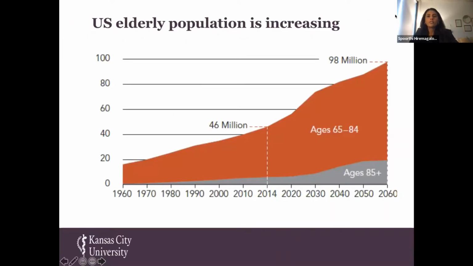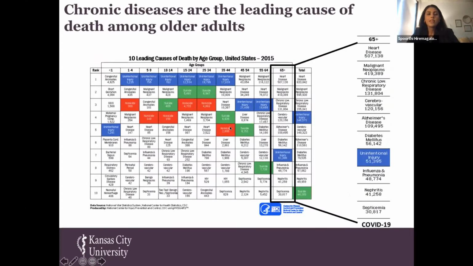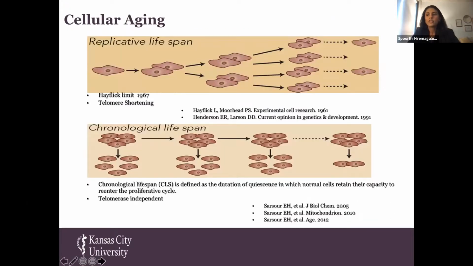So the subject of my project concerns a growing clinical problem. As you can see from this graph, the US elderly population has been rapidly increasing over the recent years and is continuing to increase. And this is a problem because until the age of 45, the leading cause of death is unintentional injury. However, after the age of 45, chronic diseases become the leading cause of death, which shows that something is changing with aging. And to investigate this problem, our lab studies cellular aging.